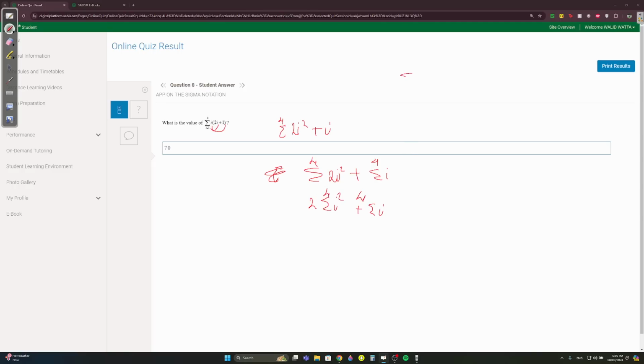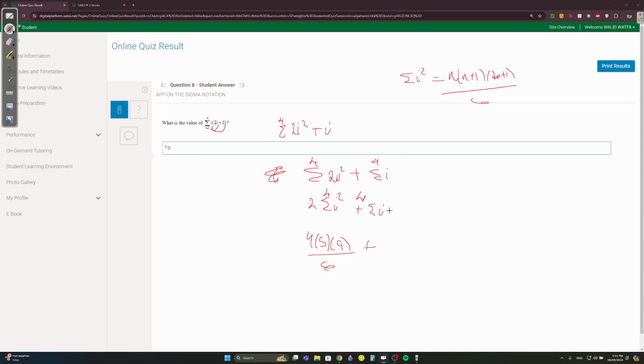If you remember this, the rule for sigma i squared is n times n plus 1 times 2n plus 1 over 6. So it's going to be 4, 5, 11 over 6. Hold up. Yeah, not 11. That's the 9. 2 times 4 is 8, 8 plus 1, 9.